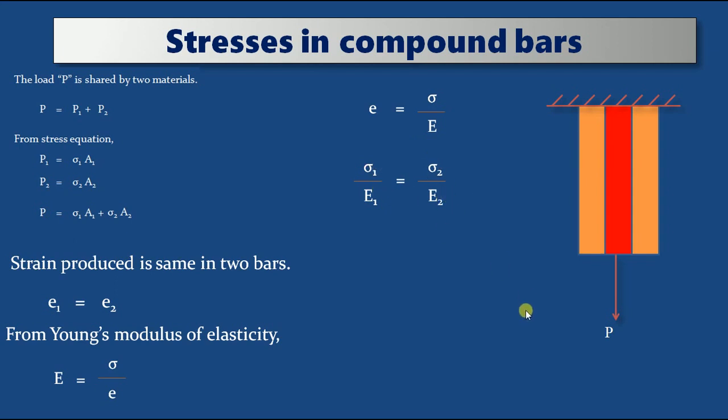This condition is also helpful for solving problems related to compound bars. This equation can again be written as sigma 1 by sigma 2 is equal to E1 by E2. That is, the ratio of the two stresses induced in the two different materials of the compound bar is equal to the ratio of Young's modulus of elasticity, that means the two Young's modulus values of the two materials. So these two conditions, P is equal to sigma 1 A1 plus sigma 2 A2 and sigma 1 by E1 is equal to sigma 2 by E2, we can consider for solving problems related to compound bars.